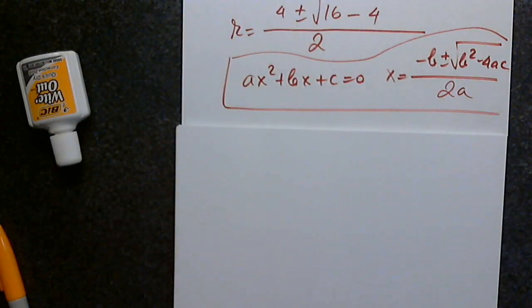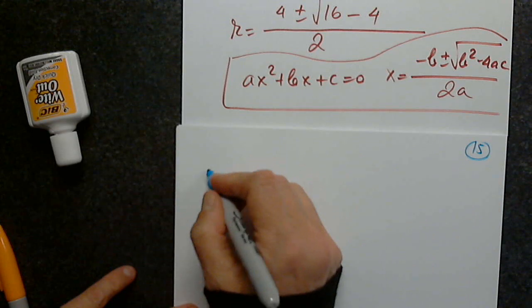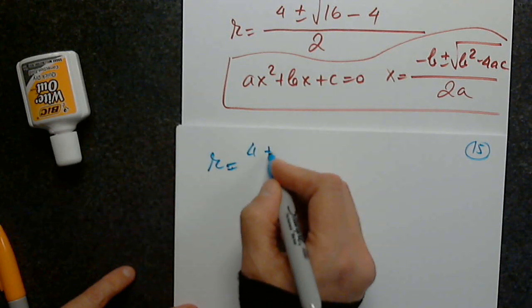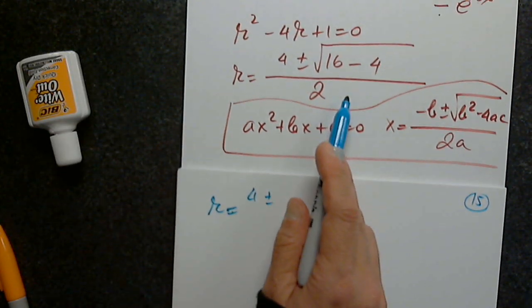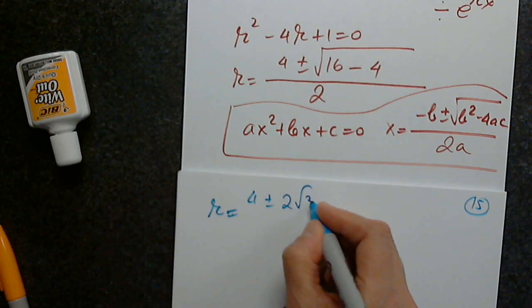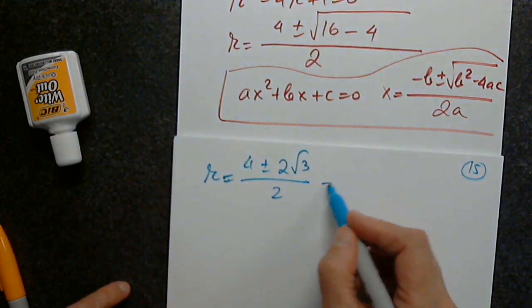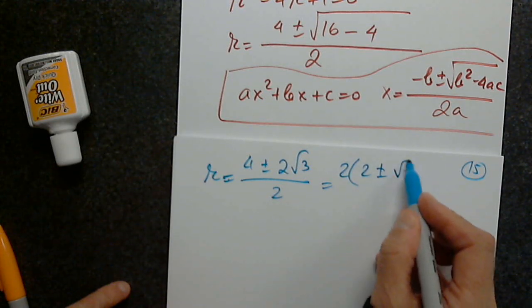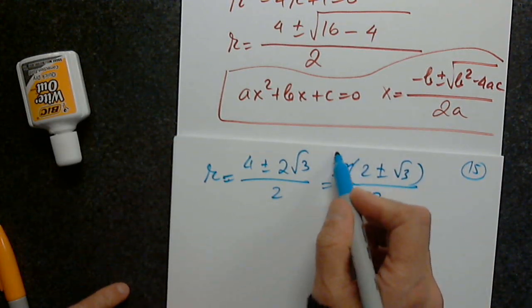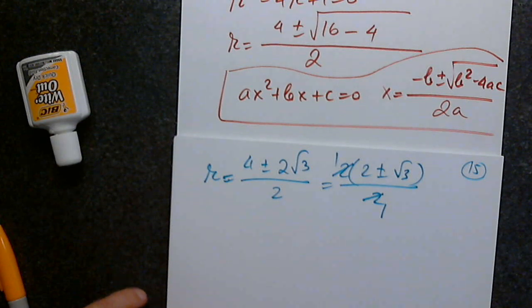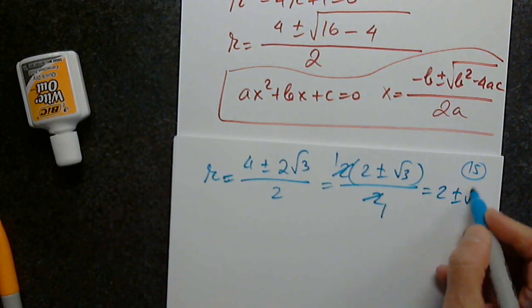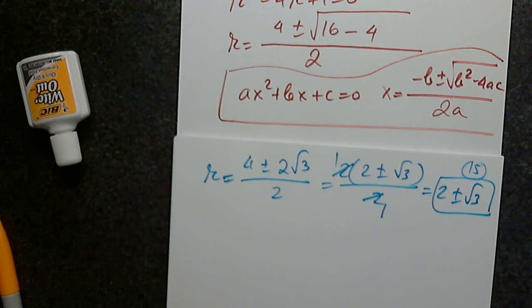to continue here. So then r equals 4 plus or minus the square root of 12, over 2. We know the square root of 12 is 2 times the square root of 3. I will factor out the 2 because that's the only way I can simplify it, or separate it into two fractions, the same thing. So 2 plus or minus the square root of 3.